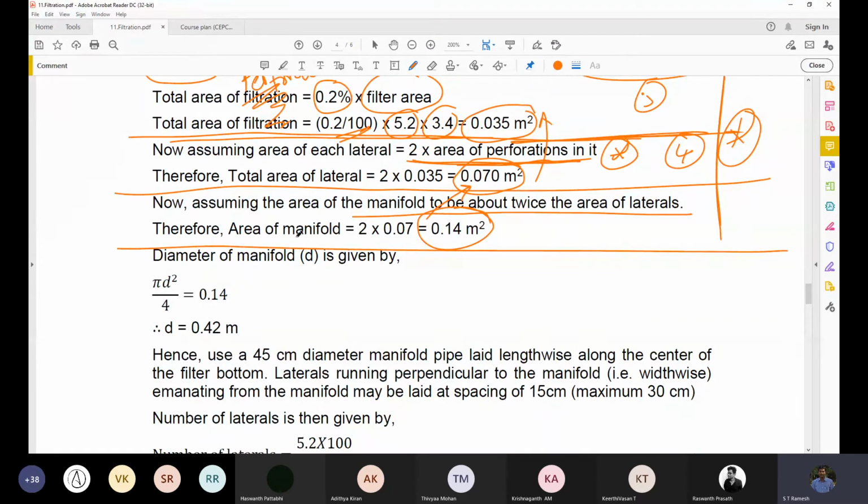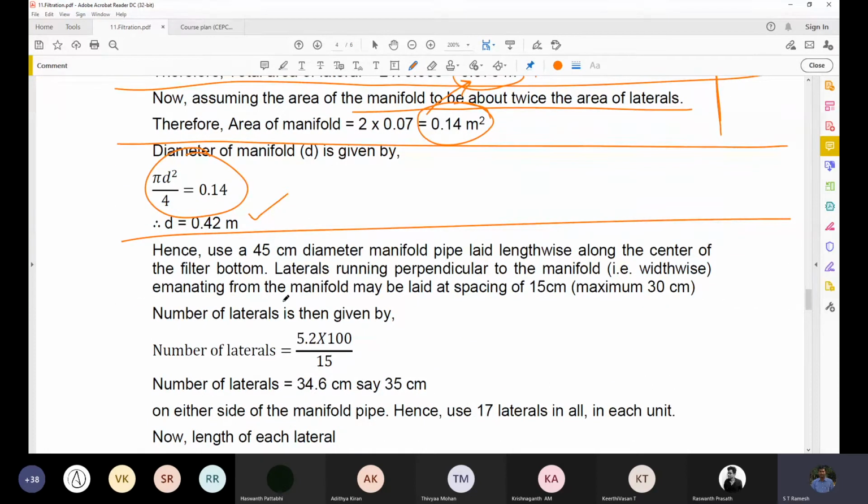Being familiar with the area, you can find out the diameter, because these manifold pipes are circular pipes. Pi d square by 4 is equal to 0.14, thereby the diameter of the pipe is equal to 0.42 meter. So you can use a 45 centimeter diameter manifold pipe, laid lengthwise along the center of the filter bottom. You can place the central manifold pipe at the bottom of the filter bed like this.